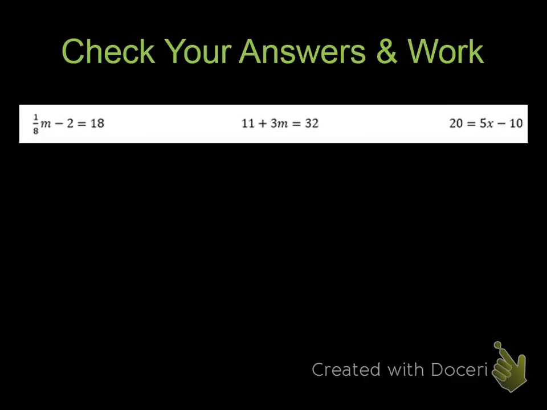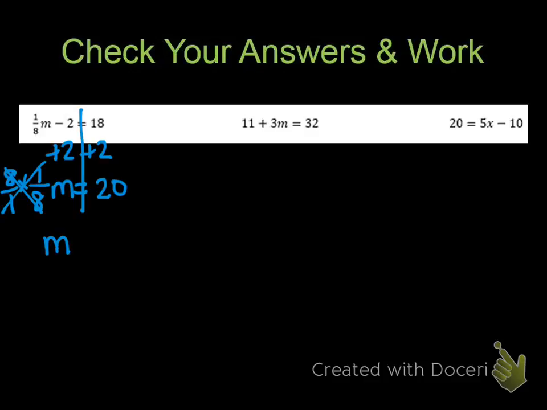All right, so the answers here, if we take a look at number 1, we have 1/8 m minus 2 equals 18. So I'm going to draw my line. I'm going to add 2 to both sides, and we get 1/8 m equals 20. So now this 1/8 m looks a little bit different. In order to cancel out that fraction, I do want to multiply by 8 over 1. That cancels out that fraction.